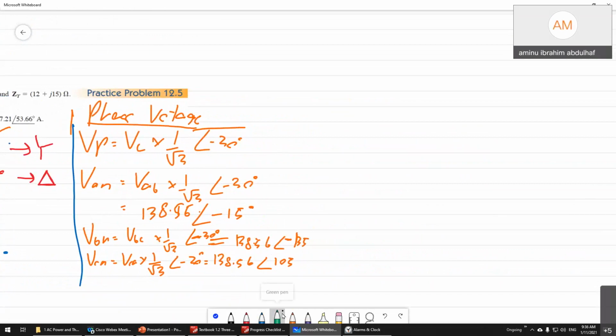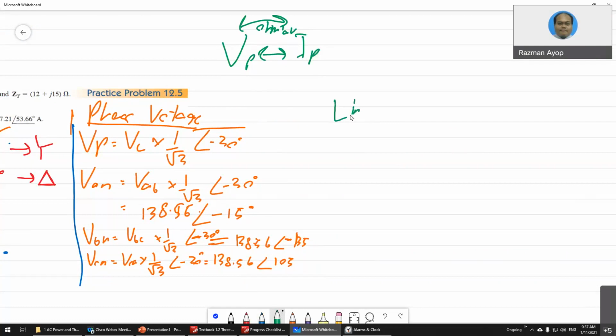So the next part is we already have the phase voltage. Anytime you have a phase voltage or phase current, you can get one from the other. V phase and I phase, you can get directly by using Ohm's law. Sorry, the next step is the phase current.